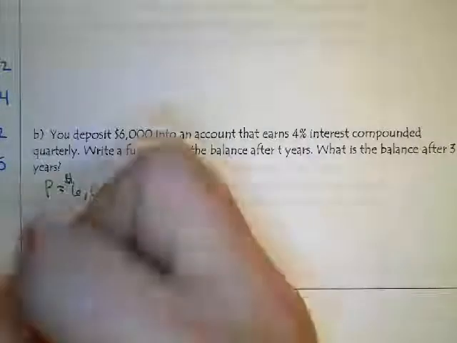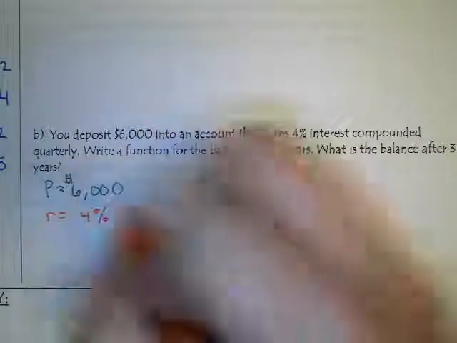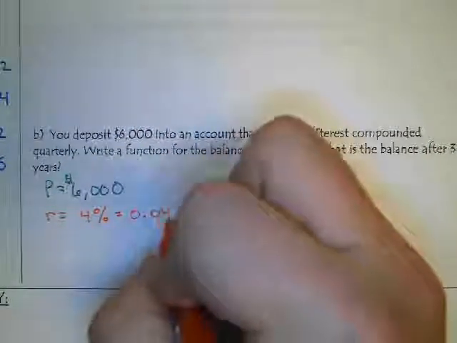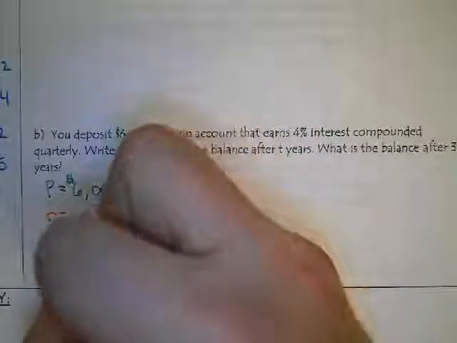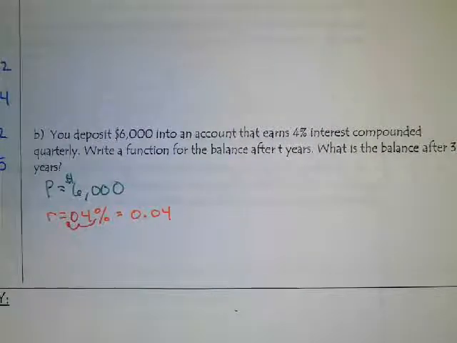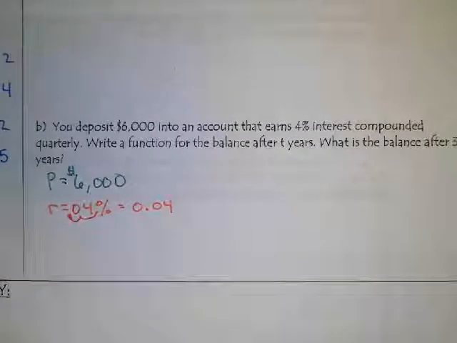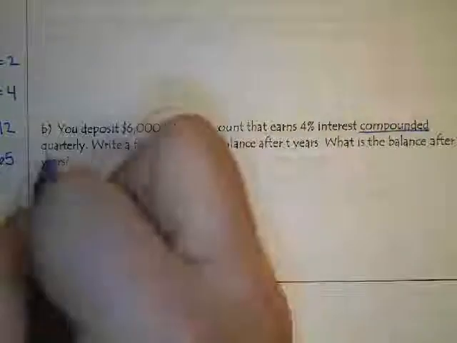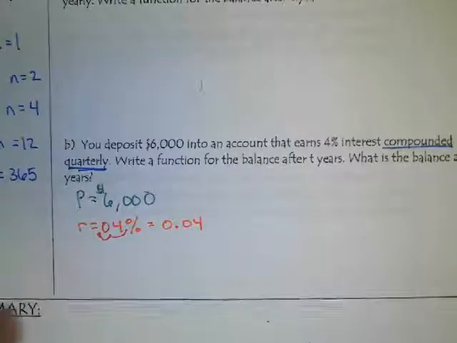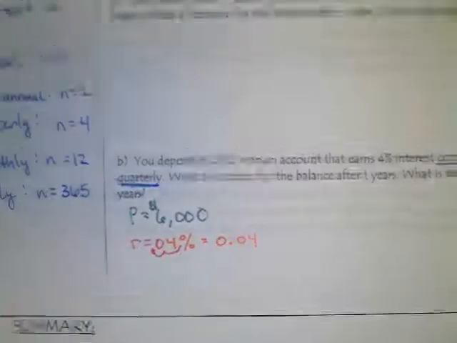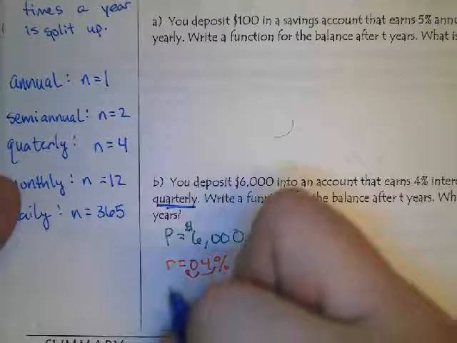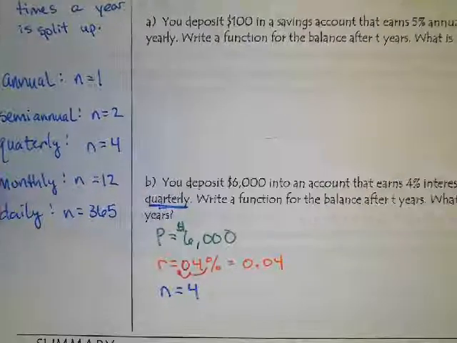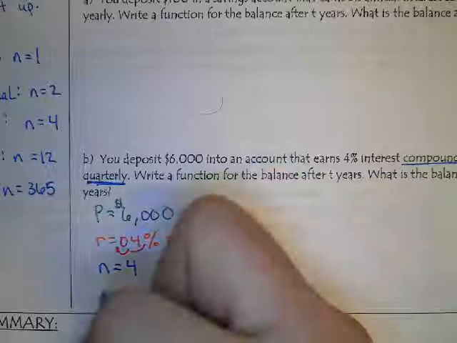Then our rate is 4%, which we turn into a decimal, 0.04, moving that decimal twice to the left, filling in our blank with a 0. And then we have the n is our new piece. So compounded quarterly. Well, if I'm compounded quarterly, how many times am I splitting up a year? Well, I'm splitting it up 4 times. So n will equal 4. And then we'll have our time, which is after 3 years.